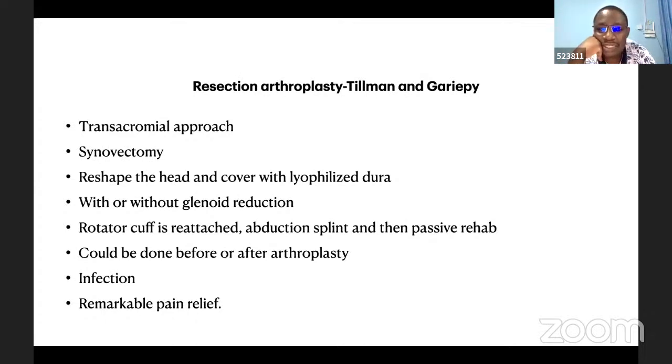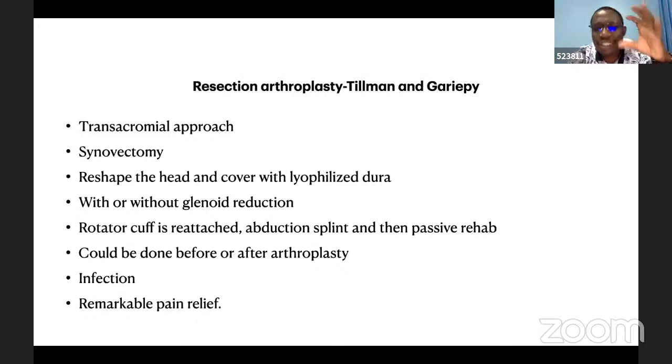You cover the head, and it is like an interposition arthroplasty, sort of what was described in the old days in the elbow. The elbow also has a lot of interposition arthroplasties. You can do it with or without glenoid reduction, as I said above. The rotator cuff is then reattached, and then you put this patient in an abduction splint, because when you leave them like this, they could fuse. Then after a few weeks, when pain is gone, you start range of motion. It is good for pain relief.